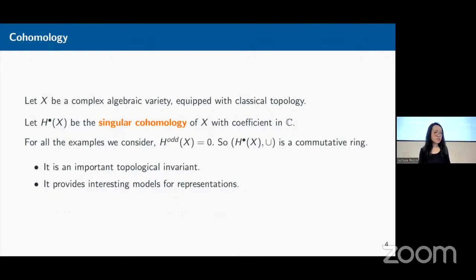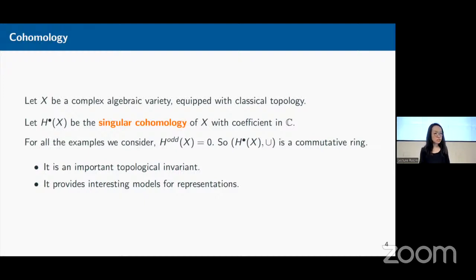And on the geometric side, now if we take a compact algebraic variety and just take its classical topology, then we can take its singular cohomology for this topological space. So in my talk, I will take the coefficients of the cohomology to be in C. And for all the examples we consider, the odd degree of the cohomology will vanish. So if you take a cohomology ring and equip it with a cup product, it's super commutative. But if the odd parts vanish, then it is a commutative ring.